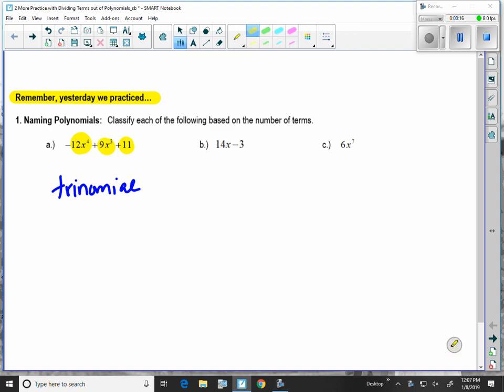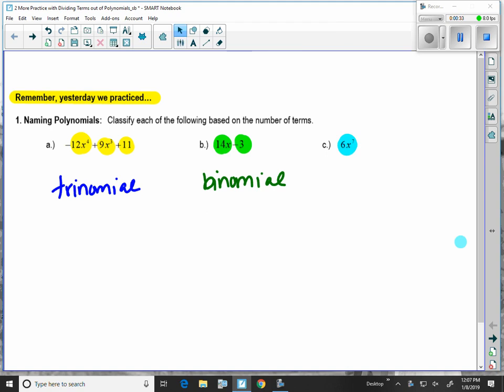Okay, how many terms are in letter B? Two. Two terms. That is a binomial. What's a monomial? It's the four. A monomial has how many? One. One. So letter C is a monomial.